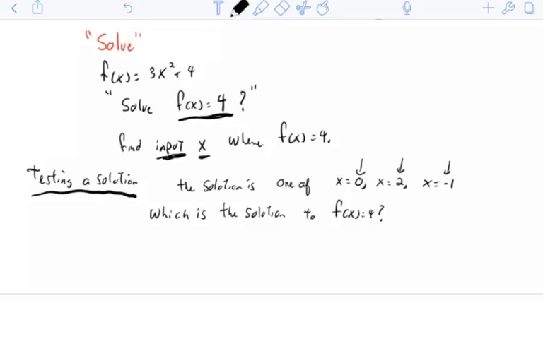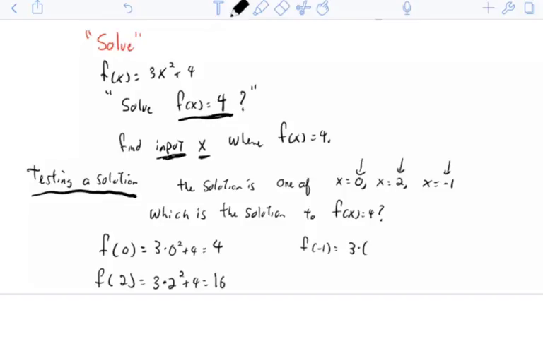Well, the answer is kind of obvious. All we have to do is plug each of them into the function to see which of them outputs 4. So you can just try and see which one. Let's try that one, and then that one, and then that one, and see what we get. 3 times 0 squared plus 4 is equal to 4. Well, that's good. 3 times 2 squared is 3 times 4, that's 12, plus 4 is 16. 3 times minus 1, all squared, plus 4, that's equal to 7.